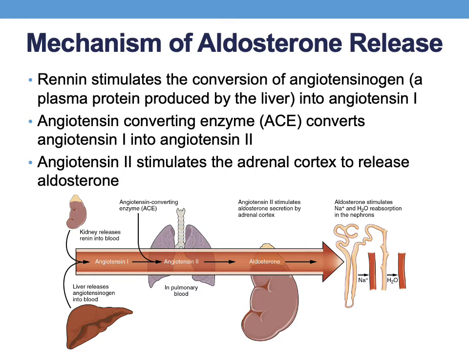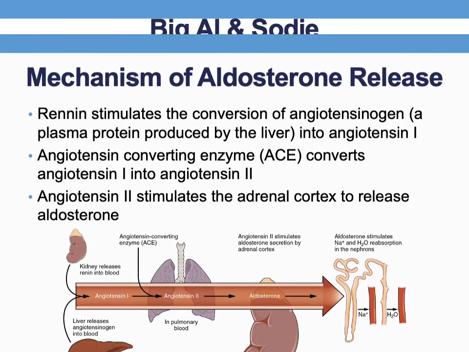Renin stimulates the conversion of angiotensinogen, a plasma protein produced by the liver, to angiotensin 1. Angiotensin converting enzyme, ACE, converts angiotensin 1 into angiotensin 2. As a side note, this is where most high blood pressure medications work. They inhibit the angiotensin converting enzyme, so they're called ACE inhibitors. Angiotensin 2 stimulates the adrenal cortex to release aldosterone.